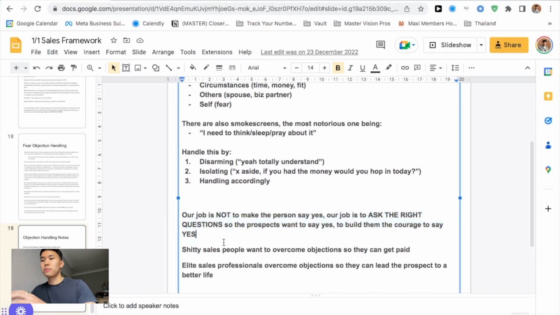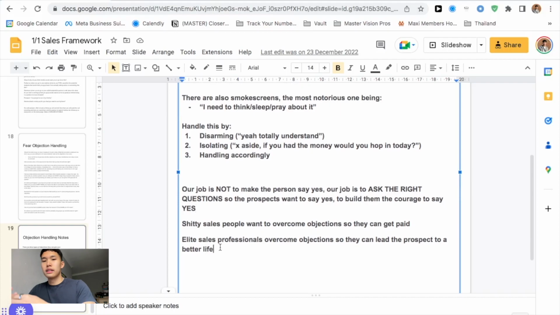Our job is not to make the person say yes. Our job is to ask the right questions so the prospect wants to say yes, to build them courage to say yes. So shitty salespeople want to overcome objections so they get paid, and elite sales professionals overcome objections so they can lead a prospect to a better life. So at the end of the day, sales is a life-changing skill, not just for you, but for the person, because they're on the phone with you and they're about to make a potentially life-changing decision. And your job there is not to be thinking about the commission.